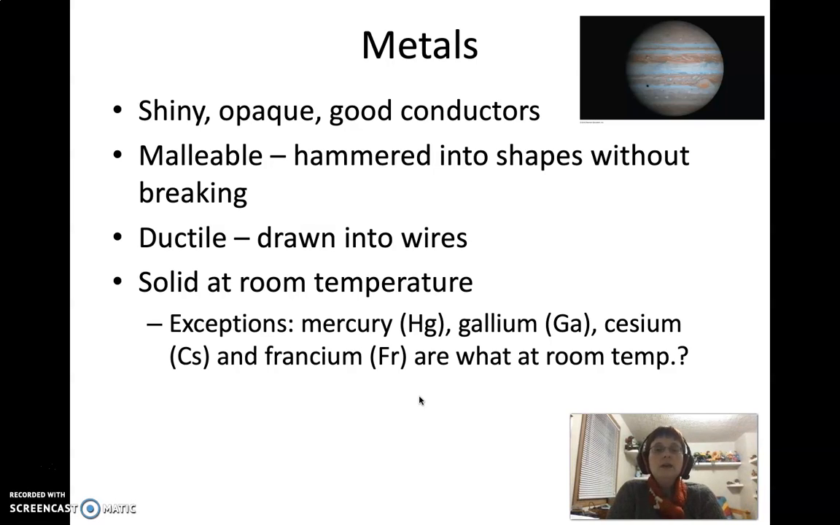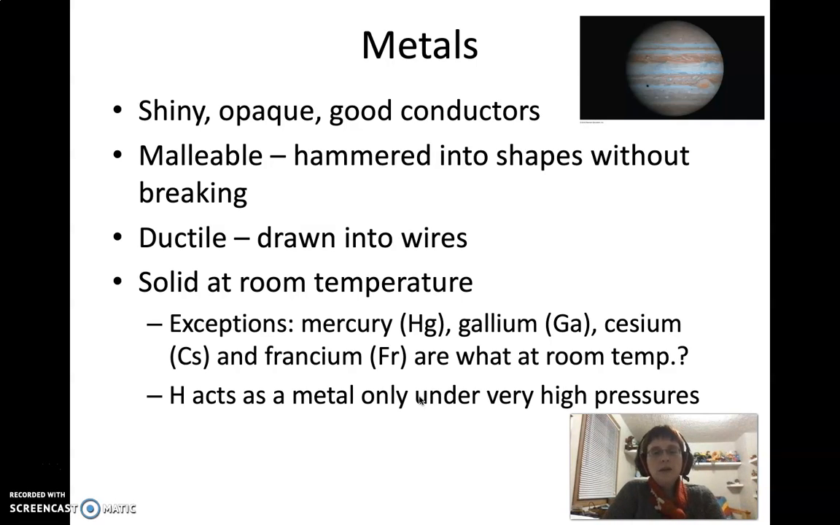Mercury, gallium, cesium, and francium are going to be liquid at room temperature. Now, gallium will be solid just at room temperature, but just a little bit of heat, like the touch of your hand, will turn it into a liquid. So if you've heard of the disappearing spoon, that's usually built out of gallium because of that very, very small difference in temperature, turning it from a solid to a liquid.